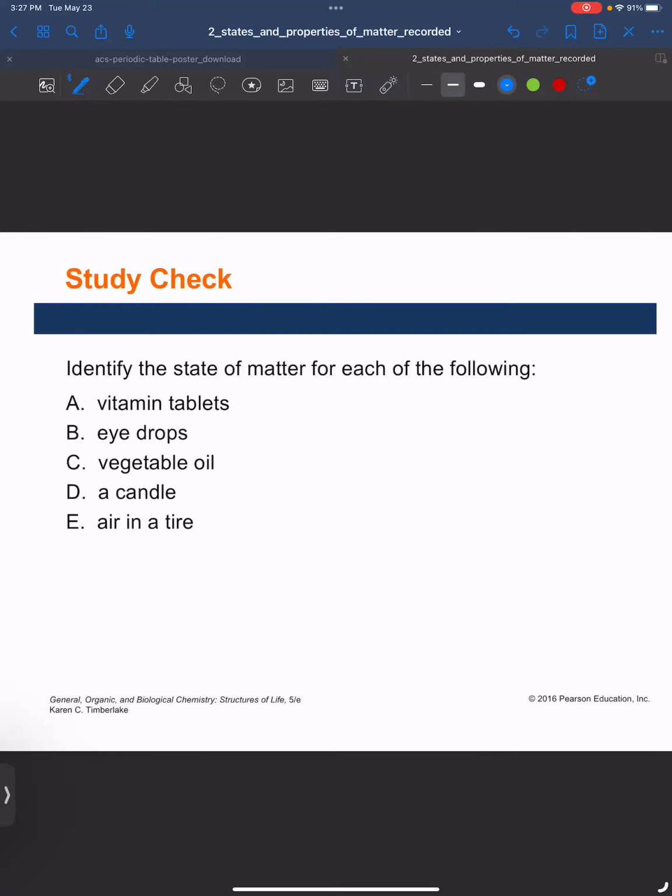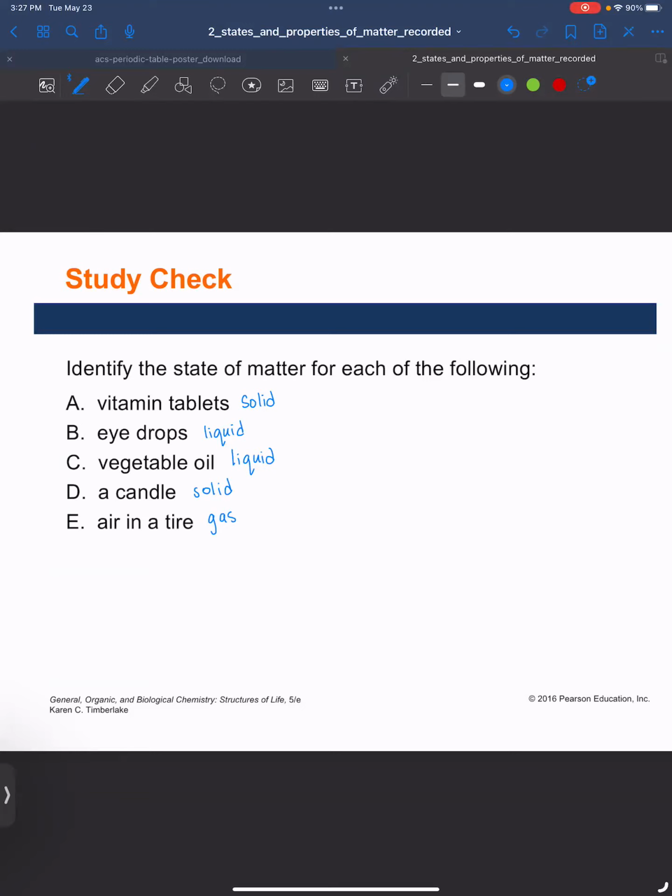Identify the state of matter for each of the following. Vitamin tablets. Good, it's a solid. Eye drops. Excellent, that's a liquid. What about vegetable oil? Also a liquid. A candle. Solid. Air and a tire. Very good, that's a gas.